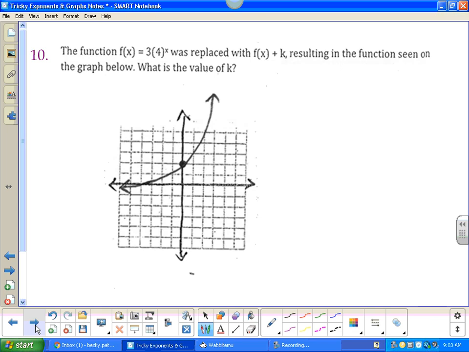Okay, same thing. So we have this function. Let's see, the original one started at 3. 1, 2, 3. Growth, not a problem. Replaced with this, so what's the shift? Well, it went down 1. So we need to shift it down 1.